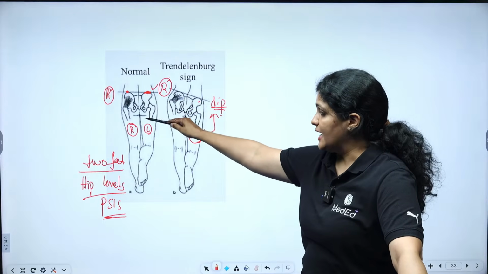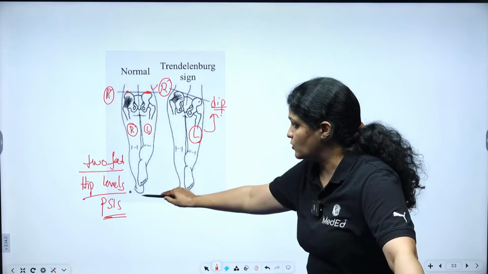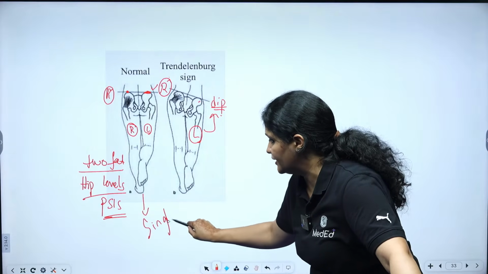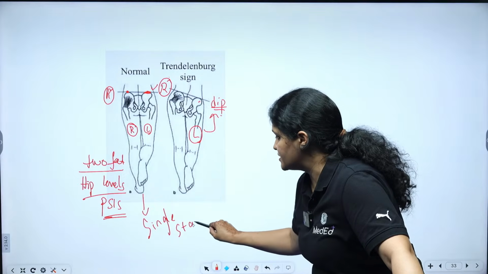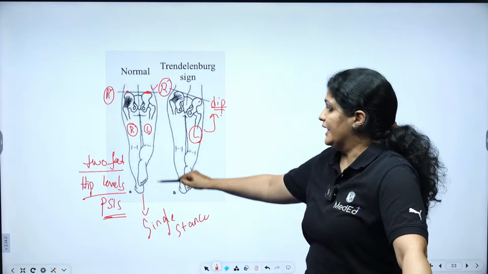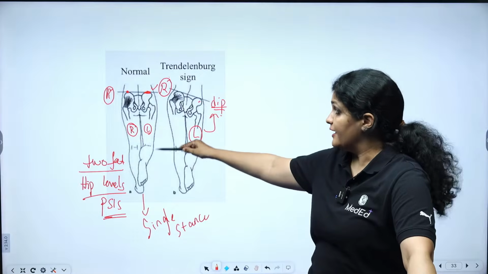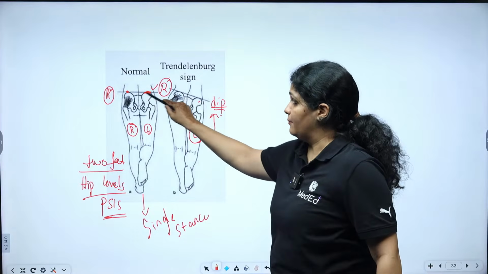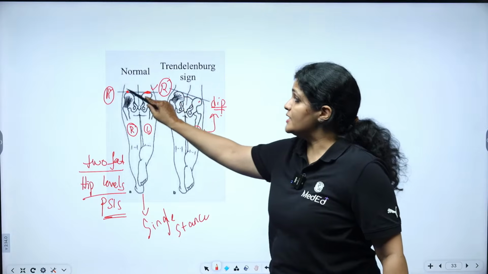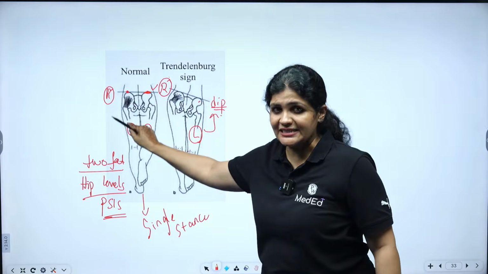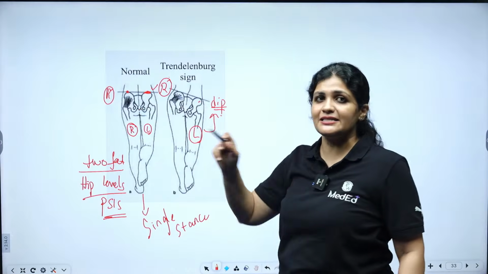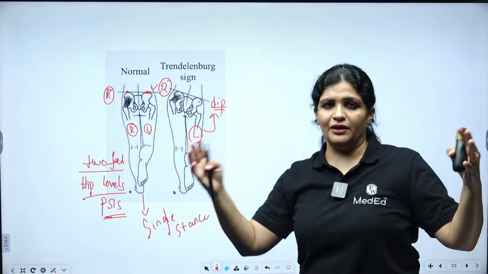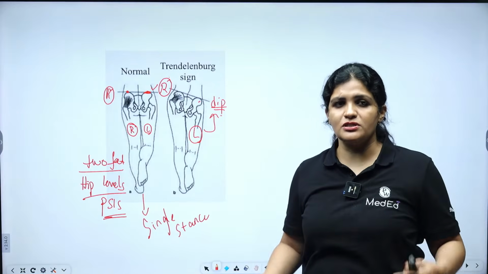But if the patient tries to stand on one limb, this is called the single stance. That means he is trying to maintain on one limb, and the other one is in the air. So what is happening? Still it is maintaining at the same level. Why is it maintaining? Because the right abductors are active and pulling it toward the same level. If you try to stand like this, you can go whichever way you want because there is no support.